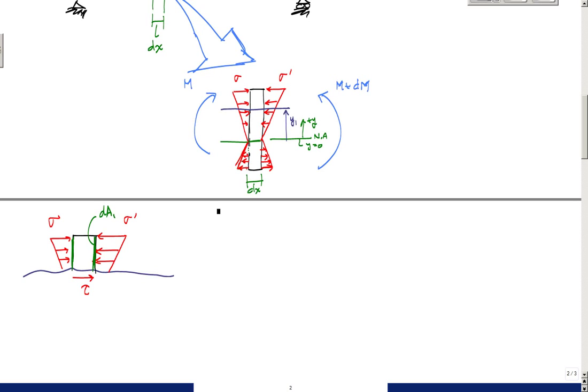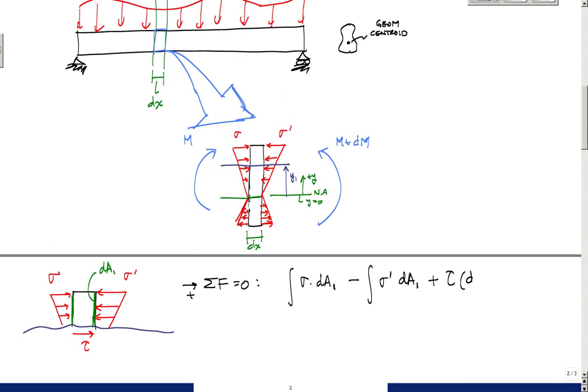From this cut segment, the sum of the forces in the horizontal is equal to 0. What that tells me is that the force of the stress block, sigma, is an integral of sigma times dA1, minus sigma prime dA1, plus tau, the shear stress, times the area that shear stress is acting on, which is dx times the width of my material, which I'm going to call B, equals 0.